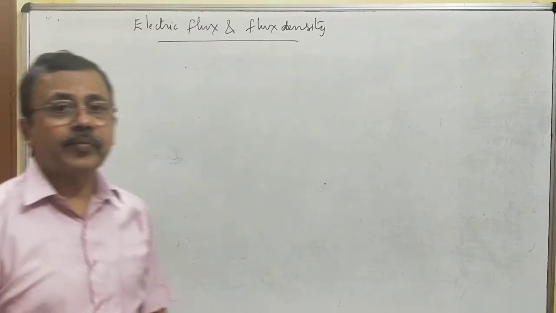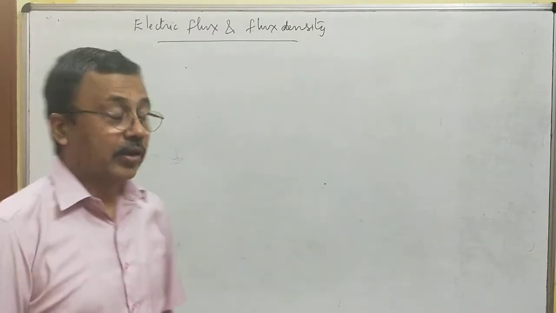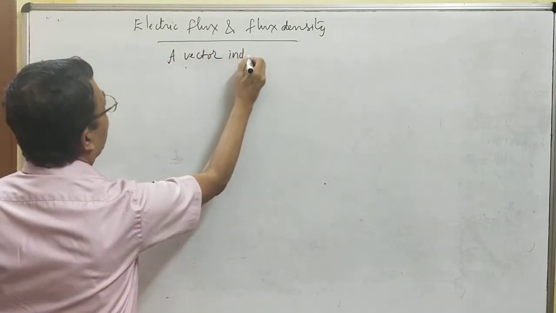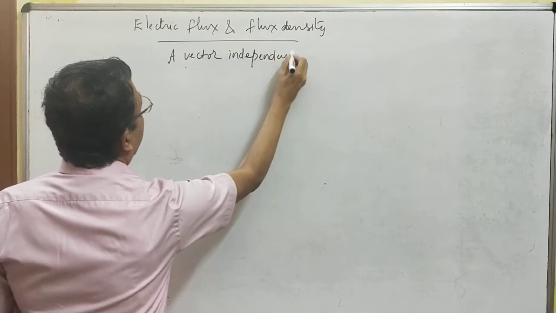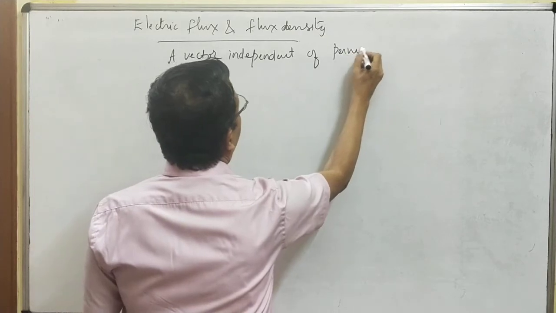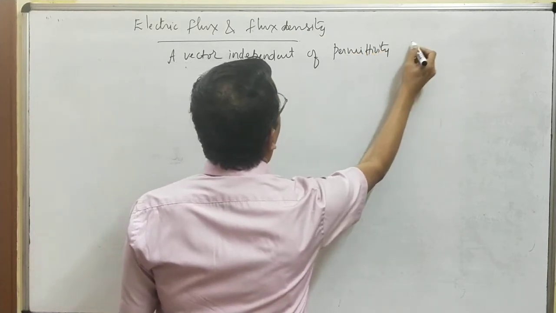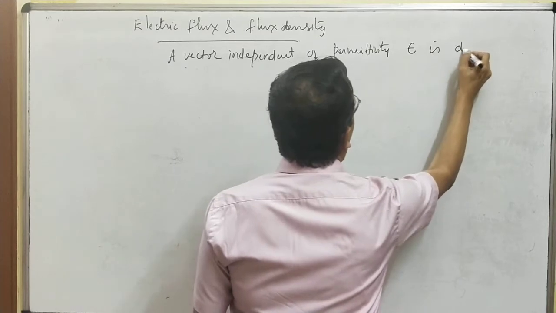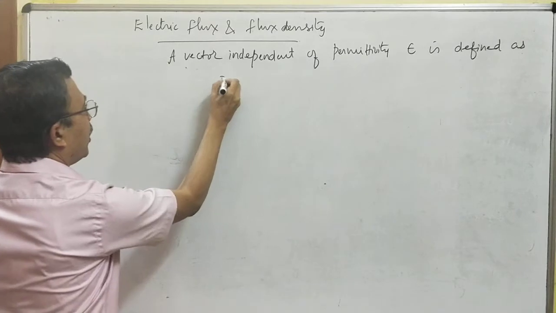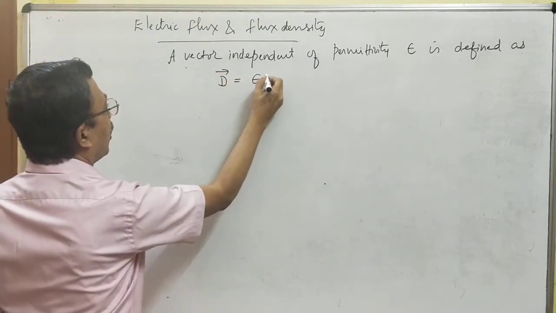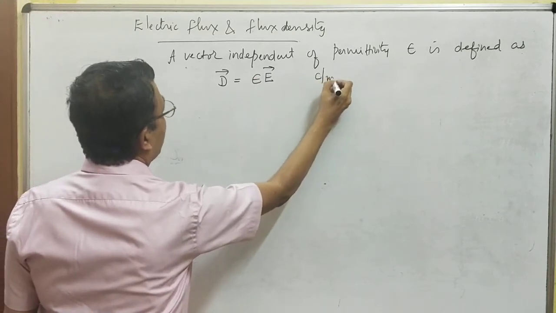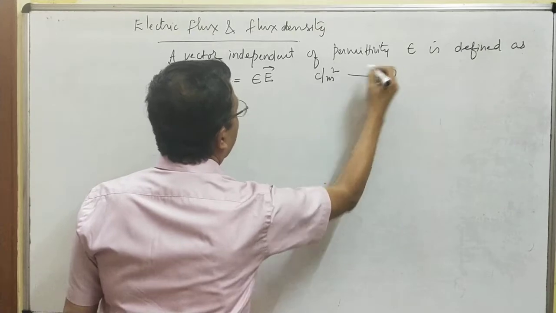A vector independent of epsilon, permittivity. I am going to write a vector independent of permittivity epsilon, defined as vector D is equal to epsilon into vector E. Unit of vector D is coulombs per meter square. This I call as equation 1.